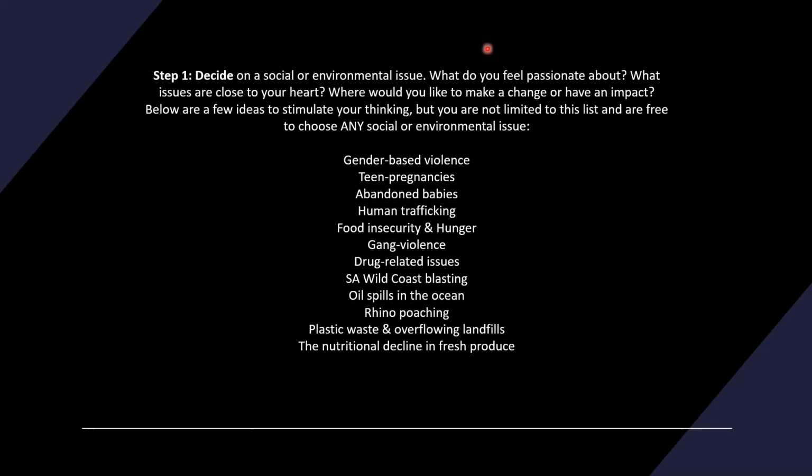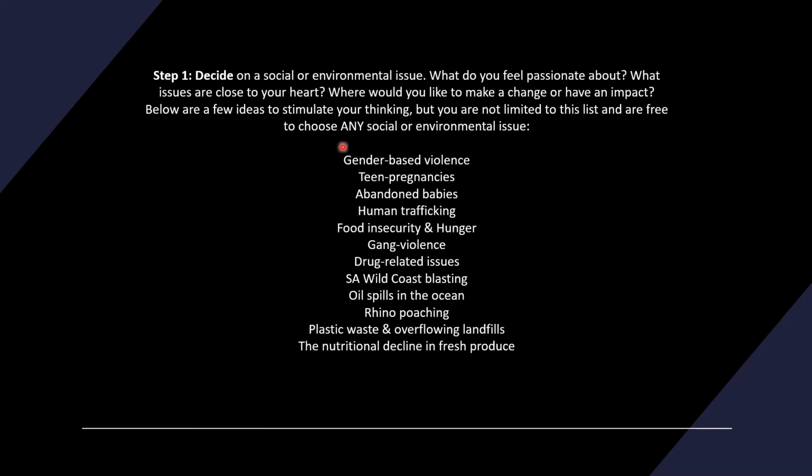Getting into the more technical side of the question, step 1 is to decide on a social or environmental issue. What do you feel passionate about? What issues are close to your heart? And where would you like to make a change or have an impact? The reason these questions are included is because it tends to be easier to do an assignment on something that you yourself are passionate about or interested in. And then you'll be more creative with ideas and procedures.